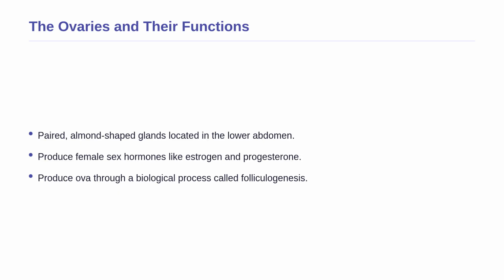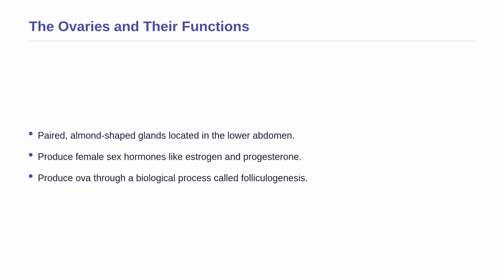To begin our journey, let us look at the foundational structures of the female reproductive system, the ovaries. Why do these organs matter so much? They are the master controllers of a woman's reproductive lifespan and hormonal health. Anatomically, they are paired, almond-shaped glands situated in the lower abdomen.